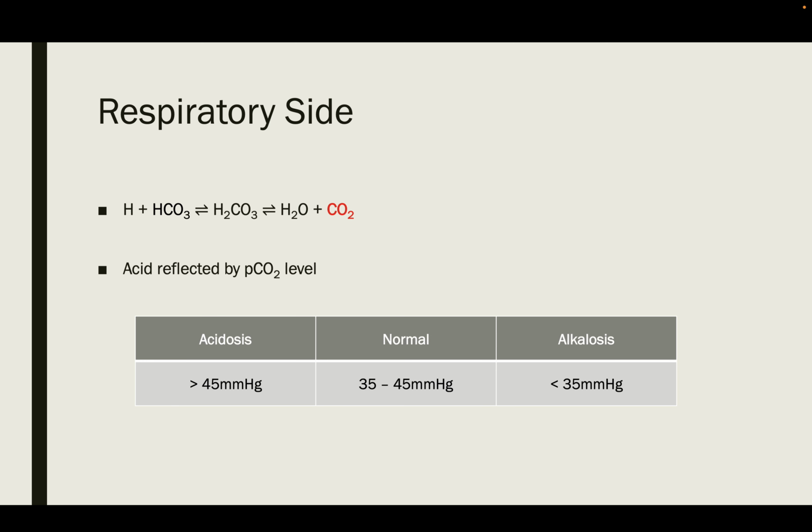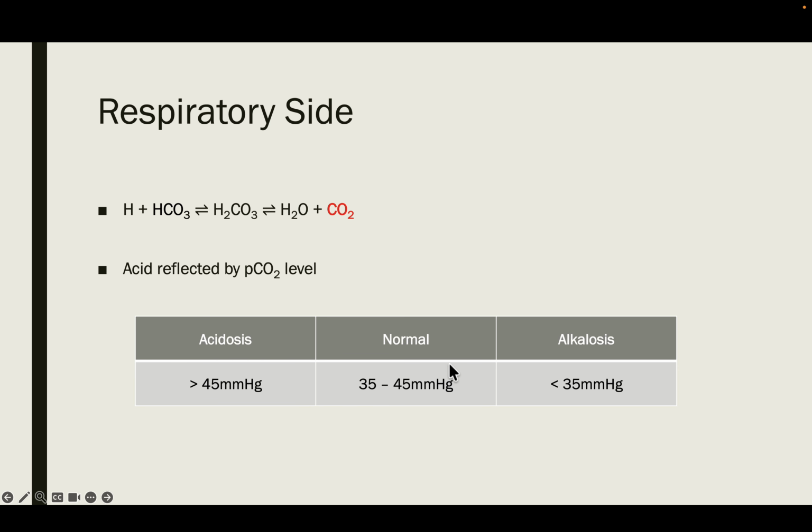Going back to our lovely formula, again, we can go left to right or right to left, either way. But here, with the respiratory side, we are talking about carbon dioxide. So respiratory side, think your lungs. What can we do with our lungs? We can either retain CO2 or we can blow off CO2. So it's really reflected with that CO2 level in the arterial blood.